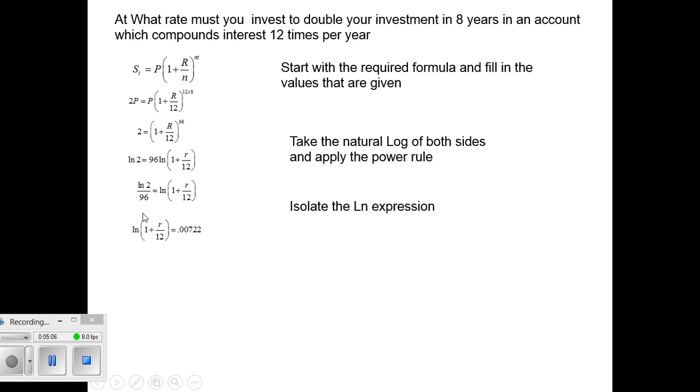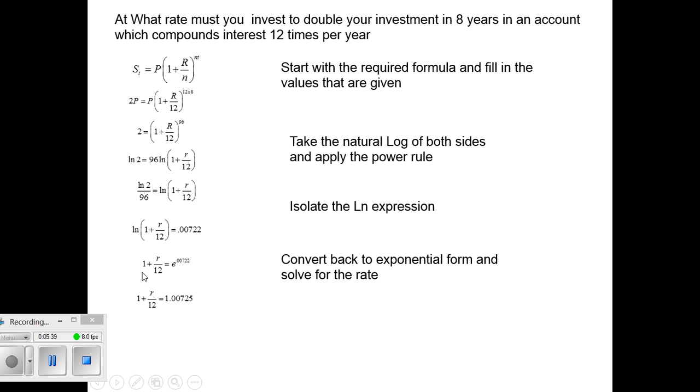But now, log 2 divided by 96 is this. So now we have this issue where we have the log of something, and that is where our variable is contained. So we're just going to go exponential. We're going to raise both sides to the power, each to a power of e. So we're going to convert this out of the log form into exponential form.